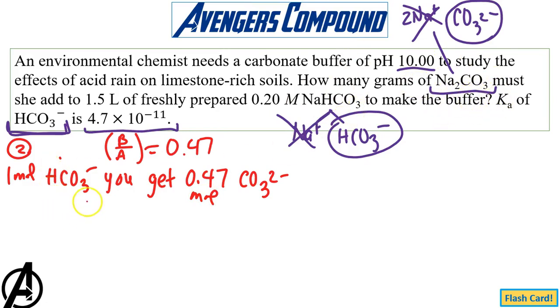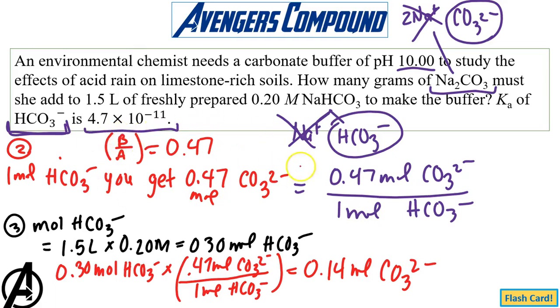Now, how would that work? Well, if I already know my volume and my concentration of my acid, I can get the moles. Once I know the moles, then I can use this as a conversion factor to get the amount of moles of my CO3 2 minus. Once I know the moles of my CO3 2 minus, I can go further and get the grams based on what the question wants. So first I'm going to use my ratio to create my conversion factor. That says for every 0.47 moles of CO3 2 minus, I get 1 mole of HCO3 minus.